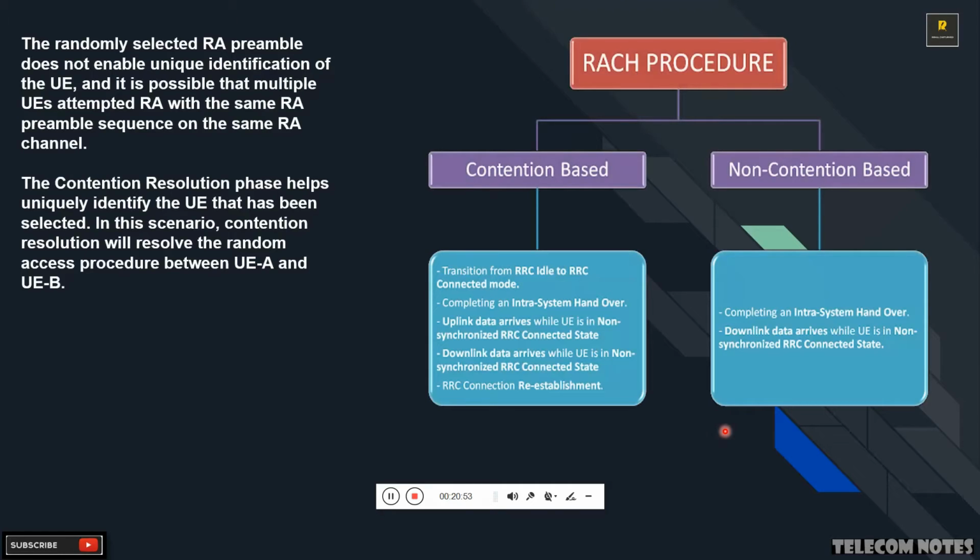So for the RACH procedure, we have two solutions. The first one is contention based, the second one is non-contention based. In contention based, the UE goes from RRC idle to RRC connected mode, and it goes for intra-system handover. Uplink data arrives while the UE is in non-synchronized RRC connected state. Downlink data arrives while the UE is in non-synchronized RRC connection state again, and RRC connection re-establishment. While in case of non-contention based, completing the intra-system handover automatically, and after that, in non-synchronized RRC connection state, downlink data starts arriving.